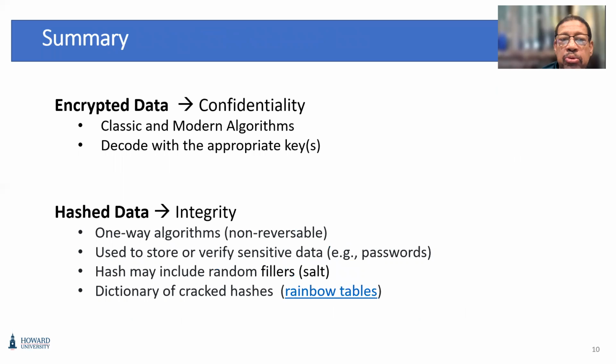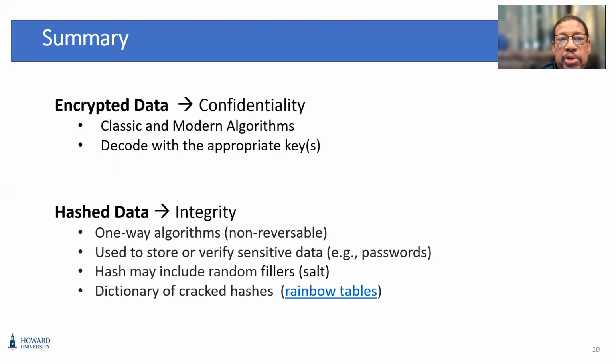Okay, we're up to the summary. We've touched on these points before. Encrypted data is tied to confidentiality. We talked about classic ciphers and modern algorithms, and that encrypted data is meant to be decoded as long as you have the key. Hashing is about integrity, and we just covered the one-way algorithms, not reversible. The only way to really decode a hash is if it is included in a word list or dictionary of compromised hashes, otherwise called rainbow tables.